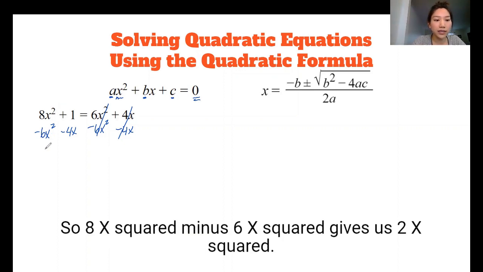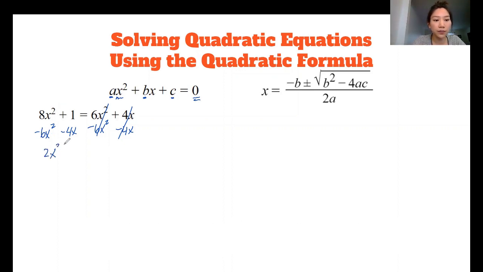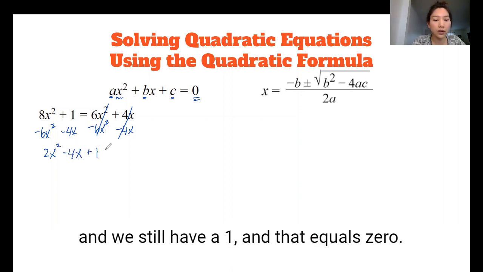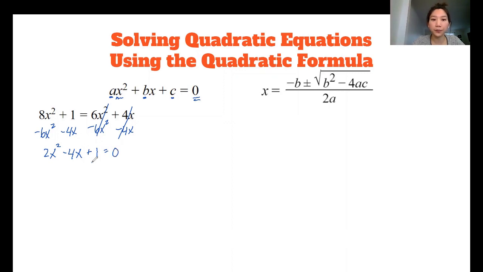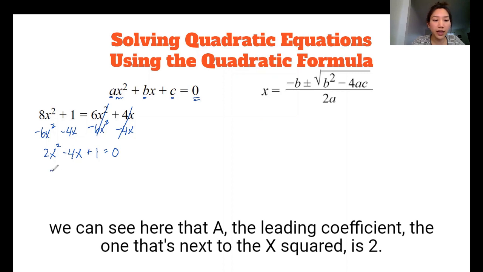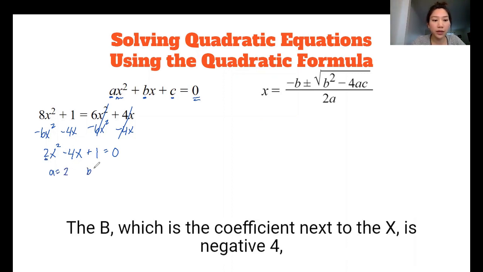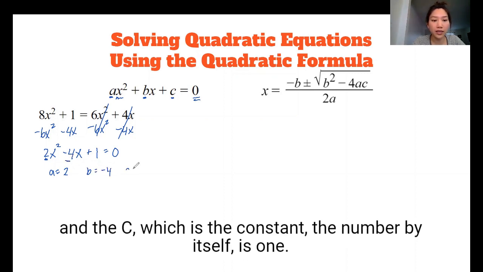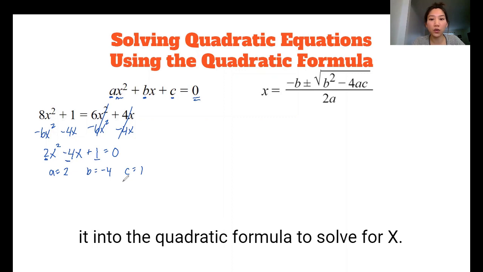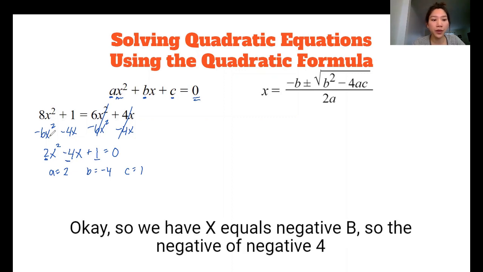So 8x squared minus 6x squared gives us 2x squared. We still have a negative 4x, which doesn't combine with anything, and we still have a 1, and that equals 0. So now that we have 0 on one side of the equal sign, we can see here that a, the leading coefficient, the one that's next to the x squared, is 2. The b, which is the coefficient next to the x, is negative 4. And the c, which is the constant, the number by itself, is 1. So now that you have your a, your b, and your c, you can plug it into the quadratic formula to solve for x.